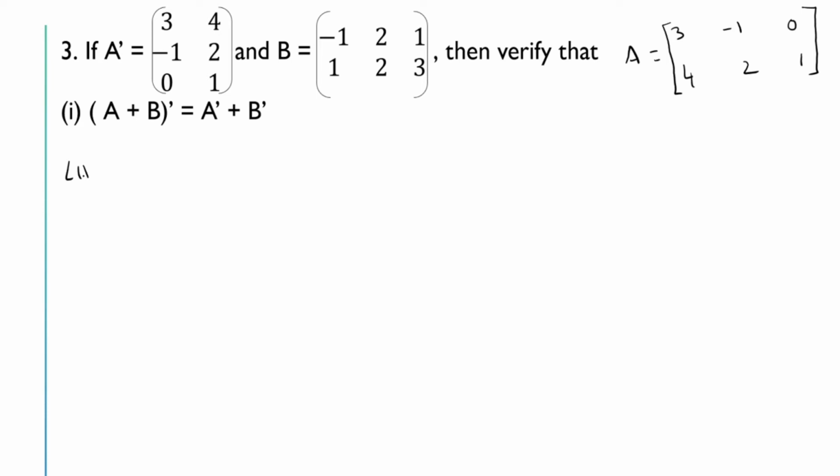So let us take the left hand side. A plus B the whole transpose is equal to, let us add A and B. So it will be 3 minus 1 is 2, minus 1 plus 2 is 1, 0 plus 1 is 1, 4 plus 1 is 5, 2 plus 2 is 4, 1 plus 3 is 4, the whole transpose. So this is equal to 2, 1, 1, 5, 4, 4.